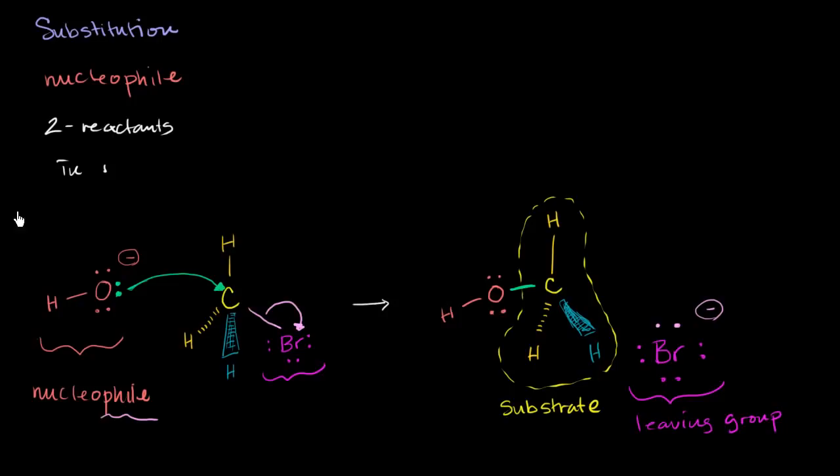Safe to resume. So as we were saying, there are 2 reactants involved in the rate determining step. And so the shorthand for this reaction is to call it an SN2 reaction. An SN2 reaction. It's substitution with a nucleophile where both reactants are involved in the rate determining step.